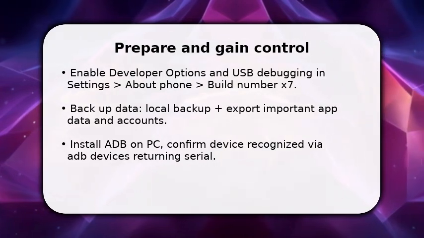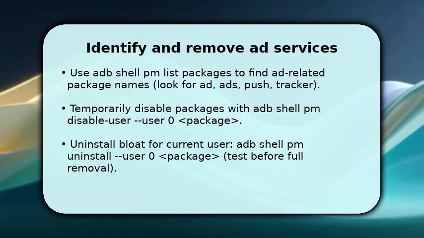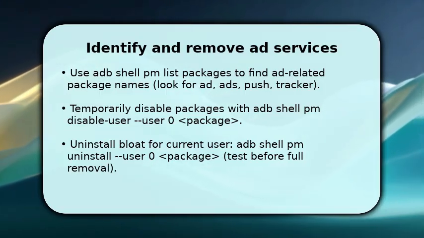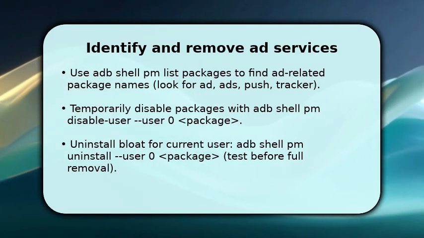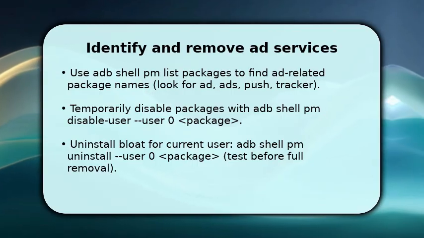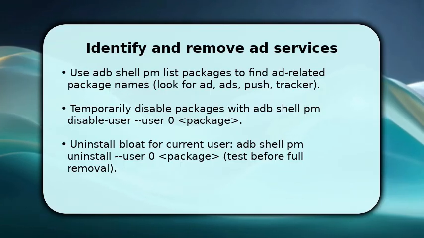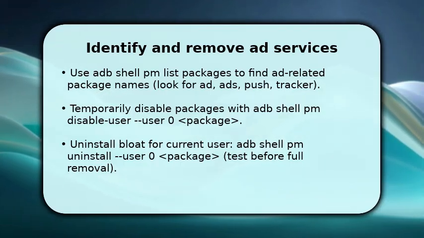You will now hunt down ad services and trackers by listing packages via adb shell pm list packages and filtering keywords like ad, ads, push, or tracker. Once you identify a candidate, disable it first using adb shell pm disable-user --user 0 followed by the package name. This lets you test for breakage.